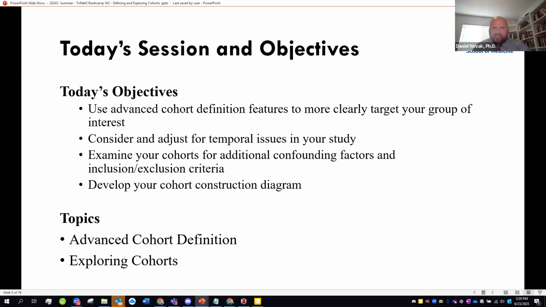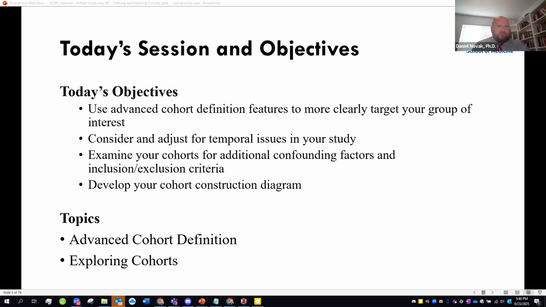You're going to learn today to use advanced cohort definition features, adjust temporal issues in your study, and make sure that you're accounting for the role of time and order in the things that you're looking for. It's really easy to do that poorly in a TriNetX study if you don't understand what you're looking at.